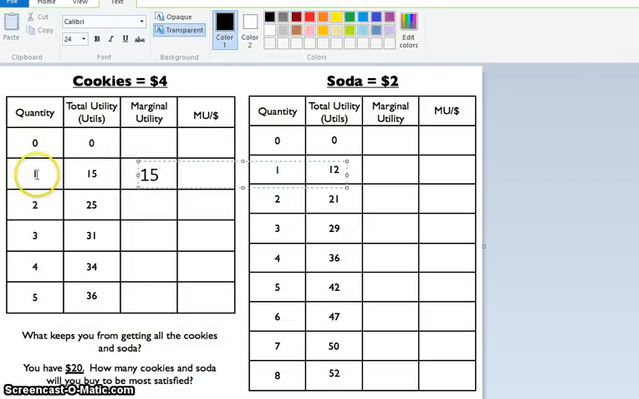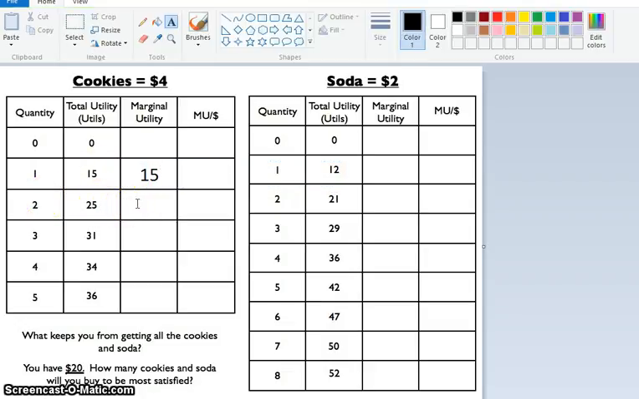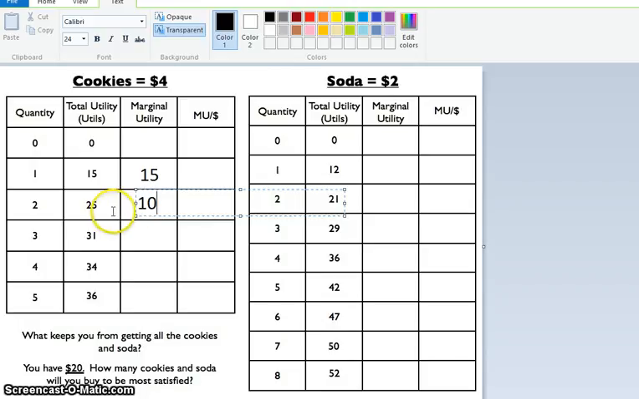Now, the second one, we went from 1 to 2, so from 15 to 25. So this second cookie added 10 utils, not 25, because 25 is the total of eating the second and first cookie. You can't get 25 utils of total utility unless you've eaten the first and the second. This is not just the utility for the second. The second is 10. Okay, I'll do one more. I'm going to pause it, and then you're going to do the rest if you haven't done them already.